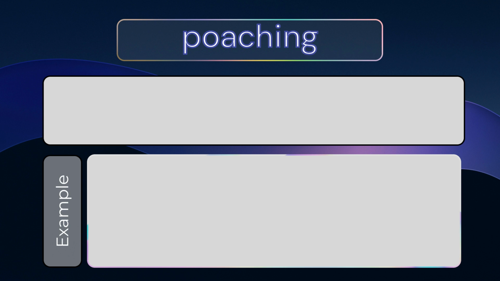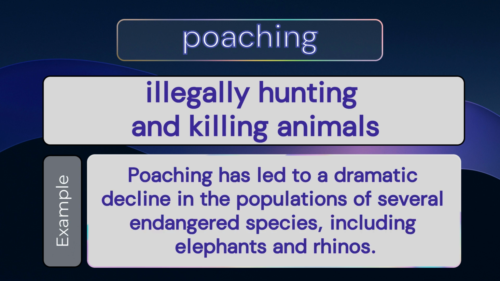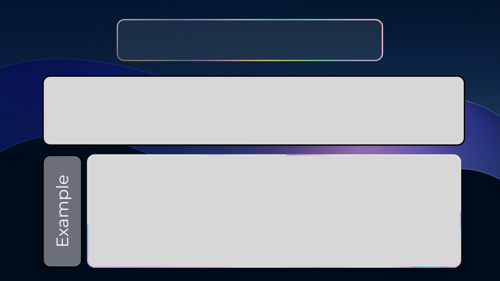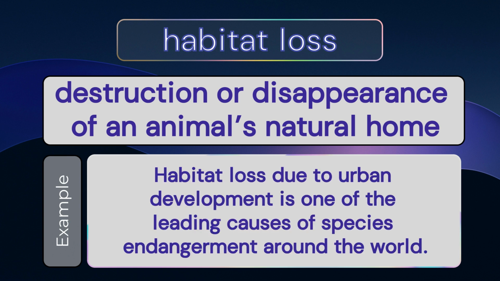Poaching. Illegally hunting and killing animals. Example: poaching has led to a dramatic decline in the populations of several endangered species, including elephants and rhinos. Habitat loss. Destruction or disappearance of an animal's natural home. Example: habitat loss due to urban development is one of the leading causes of species endangerment around the world.